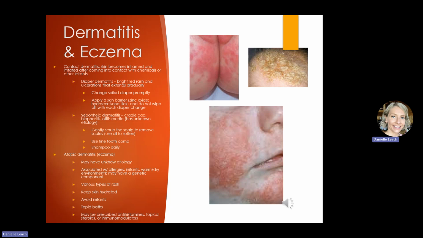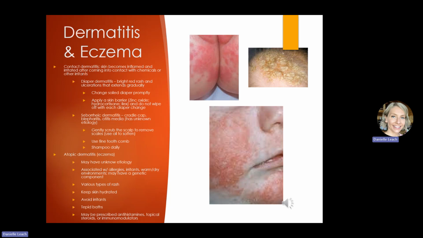So we want to change the child's soiled diaper promptly. And we can also apply a skin barrier, like zinc oxide, even hydrocortisone ointment. Zinc oxide is the one that's very, very white that you can also use as a sunscreen. There's also a prescription type skin barrier called Ilex, which you don't wipe off all the way. But with any of these, if the child just pees in their diaper, we don't want to wipe off the skin barrier cream with each diaper change.